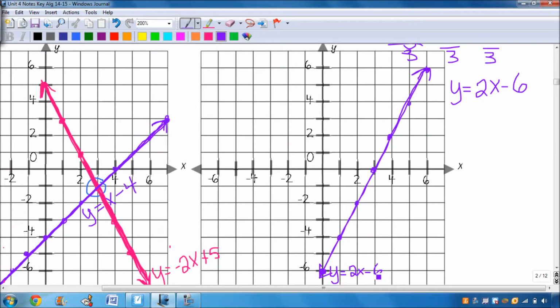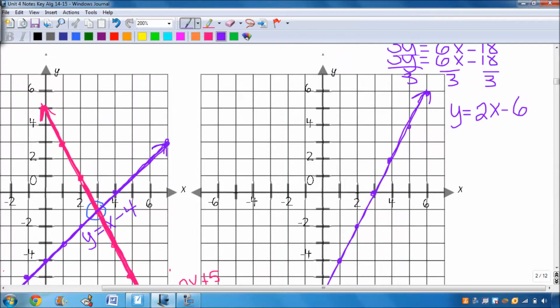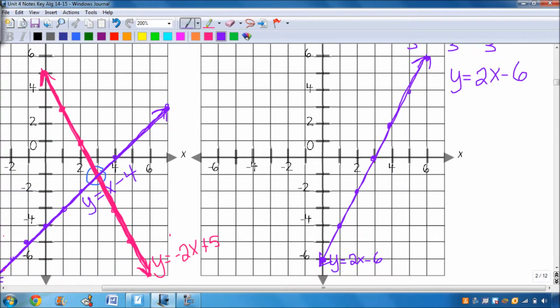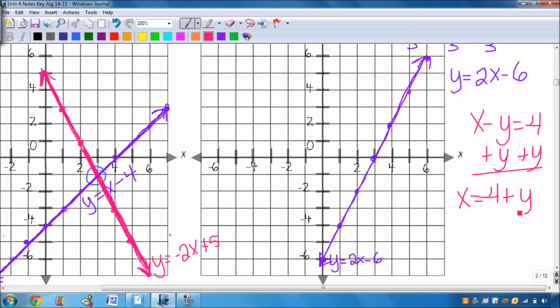And then let's do the same thing with the other equation. The other equation is x minus y equals 4. So let's go ahead and write that out and solve for y. So the first thing I'm going to do is add y to make it positive. So I get x equals 4 plus y, okay? I'm sorry, this gets written out kind of strangely. This should be a positive 4. Then you're going to subtract 4 from both sides, and you end up getting x minus 4 equals y.